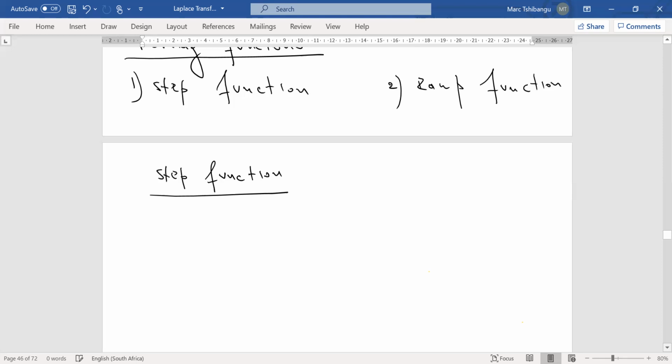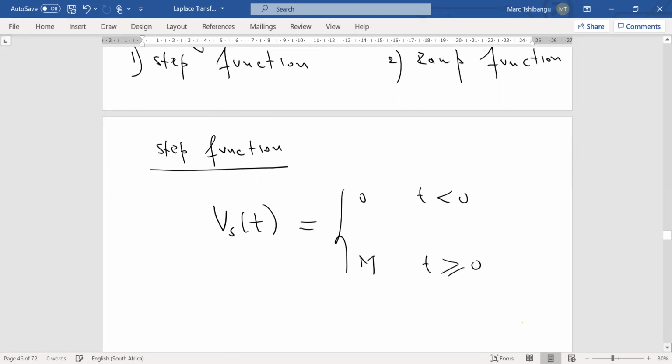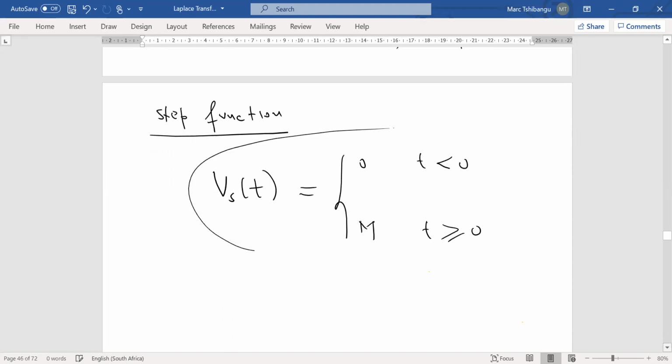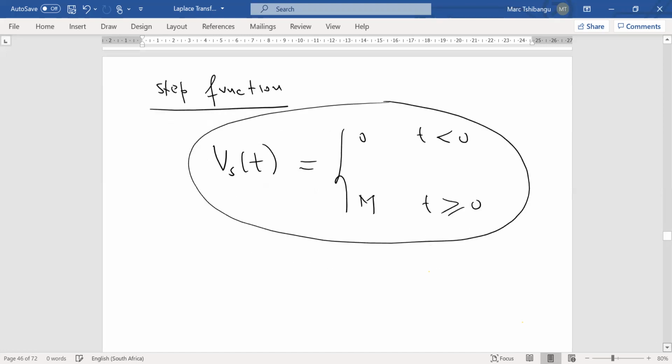Mathematically, this can be written as u_s(t). This is a step function where time is the variable, equal to 0 when t is less than 0, or m when t is greater than or equal to 0. What does this mean? This is what we call a piecewise function in mathematics, and its graphical representation is as follows.